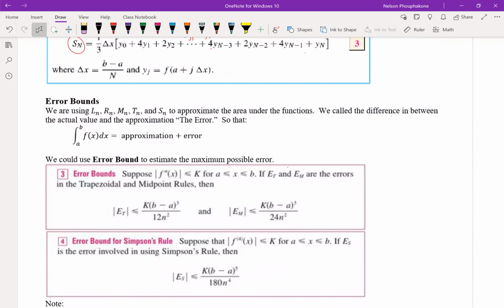And remember, I mentioned the error band. So what is the error band? We are using L sub n, R sub n, M sub n, T sub n, or even S sub n to approximate the area under the functions. We call the difference between the actual value and the approximation the error. So basically, the integral from a to b of f of x dx is equal to the approximation plus the error, which becomes the total area.